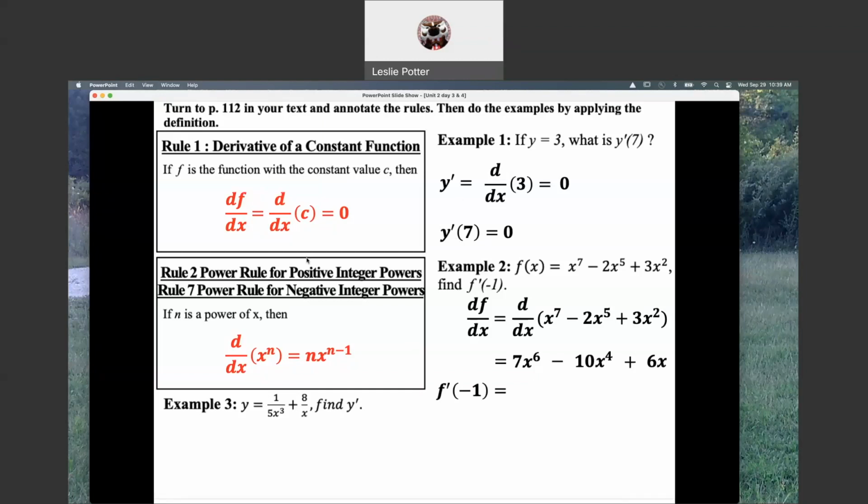What happens when I plug -1 into an even power? It's positive, right? So this is 7, another even power. So 7 minus 10, which is how much now? -3, right? And then 6 times -1, that's an odd power, right? So this is actually a -6. So -3 minus 6 is -9. You doing okay?